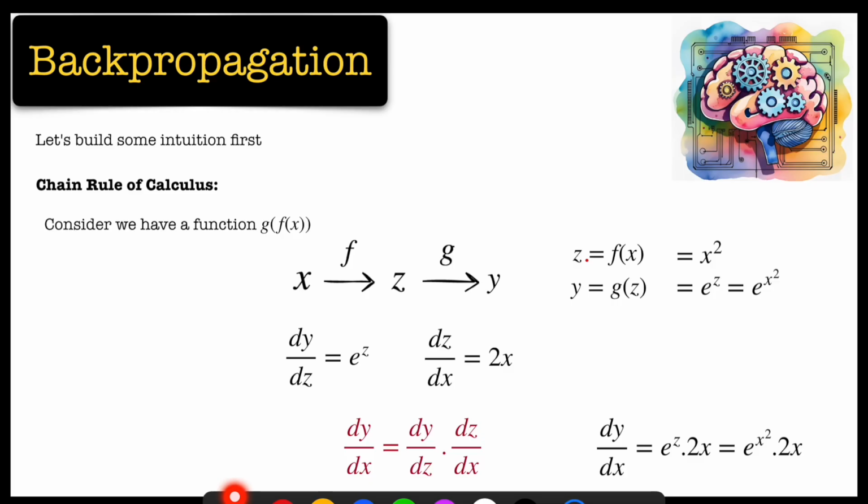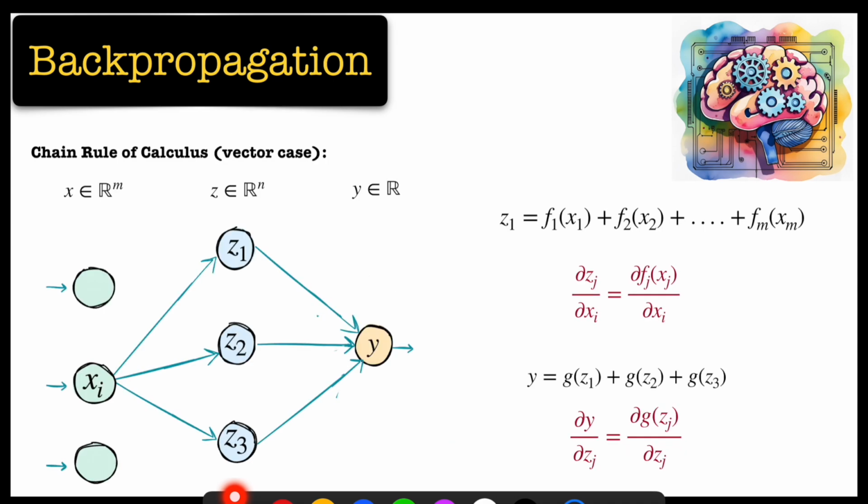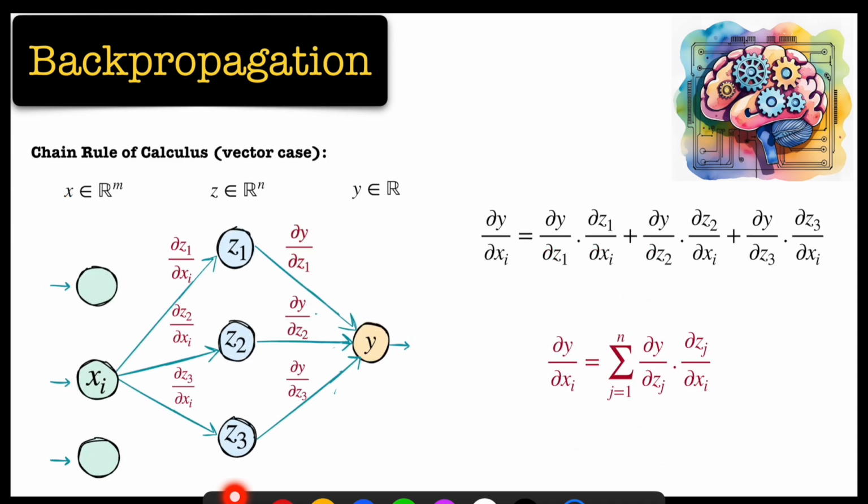So this is how we apply the chain rule in the scalar case. Next we'll see the vector case. Let's say we are calculating from x to z and z to y, but here x is an m-dimensional vector, with m values, z is an n-dimensional vector, with n values, and y is a single value.